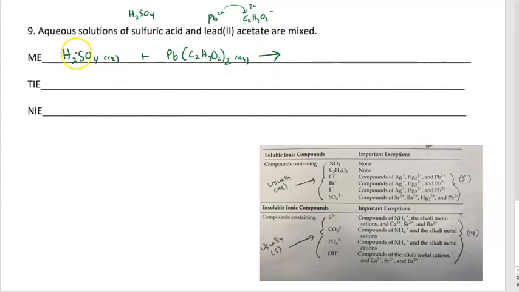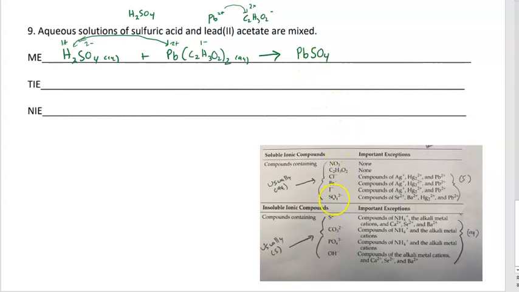In the case of this one, hydrogen is not a true positive ion, but we can treat it as if it were a positive ion. So we're going to swap partners between the lead and hydrogen. Lead is a 2+, sulfate is a 2-, hydrogen 1+, acetate 1-. If we form lead sulfate, it's just going to be one of each because lead's a +2 and sulfate is a -2.